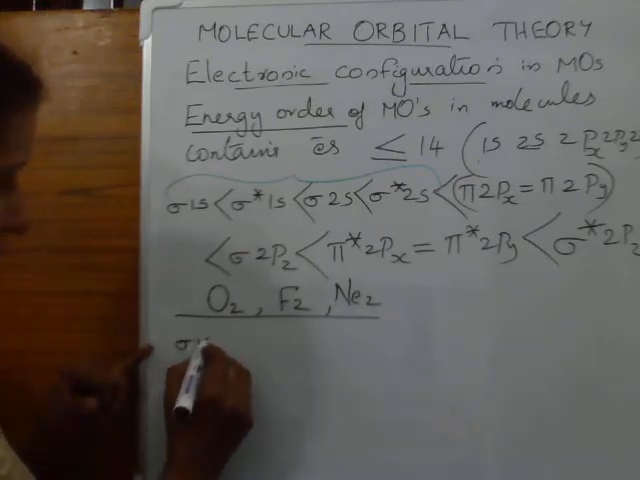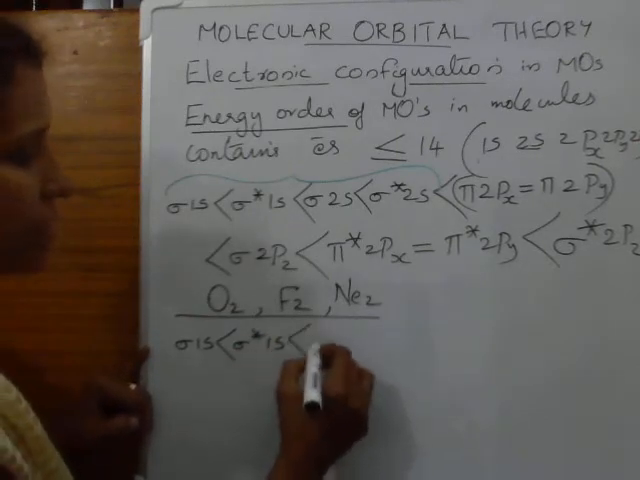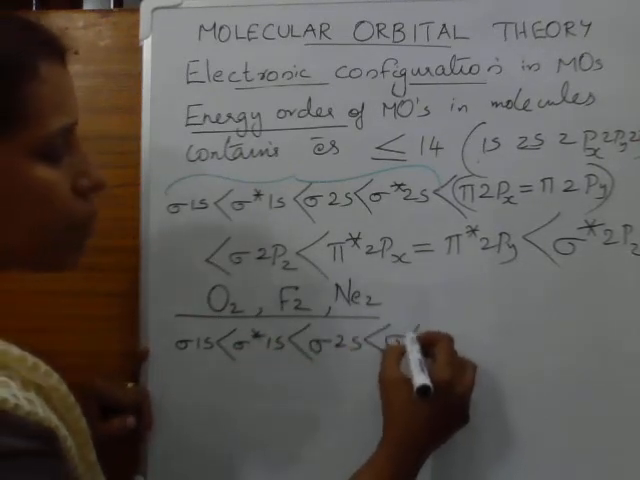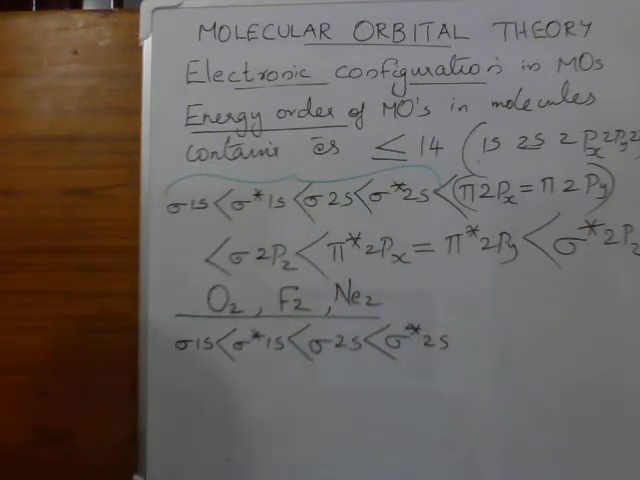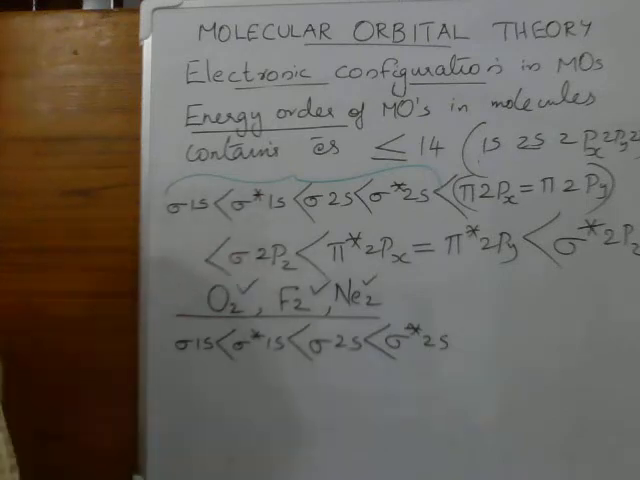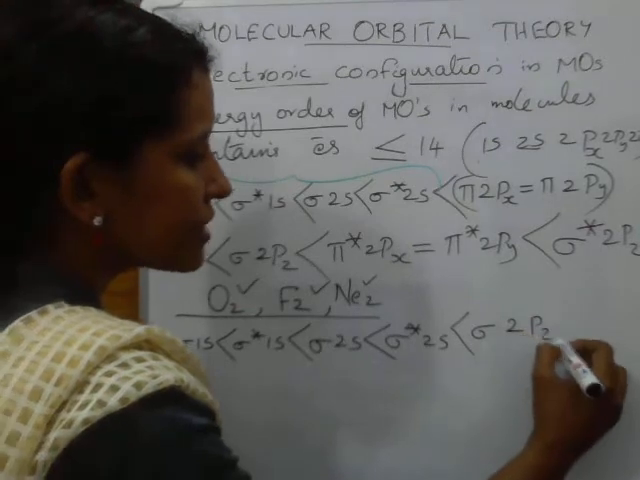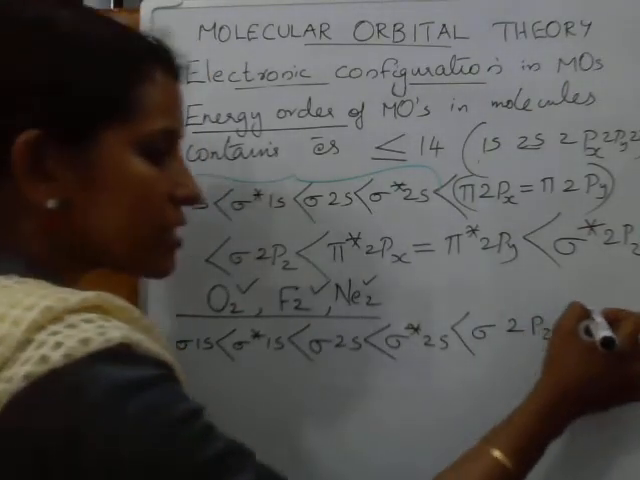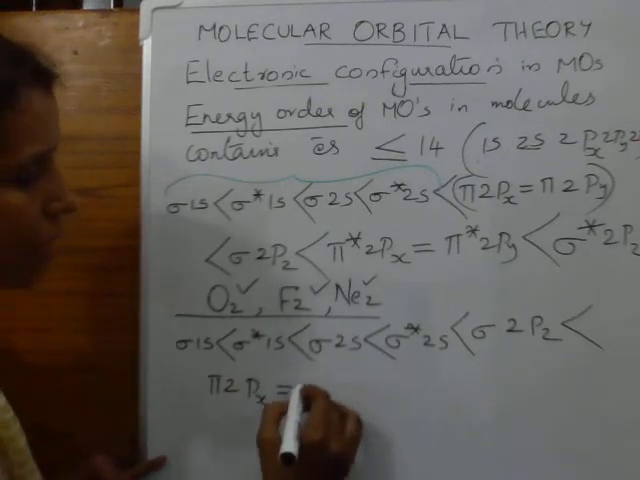That is, sigma 1s has the lowest energy. It has lower energy than sigma star 1s. Then comes sigma 2s. Then comes sigma star 2s. Up to here, same order. But after sigma star 2s, in the case of oxygen, fluorine and neon molecules, the next higher energy orbital is not pi, but sigma 2pz. So the next higher energy orbital is sigma 2pz. Then after sigma 2pz only comes pi 2px equal to pi 2py.